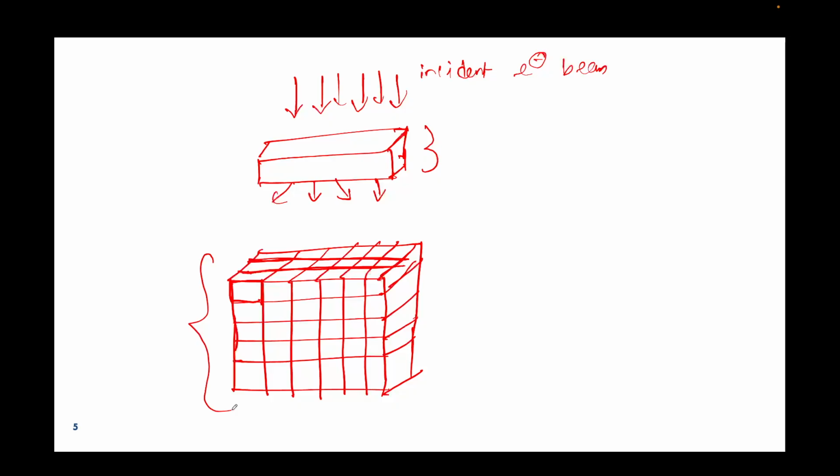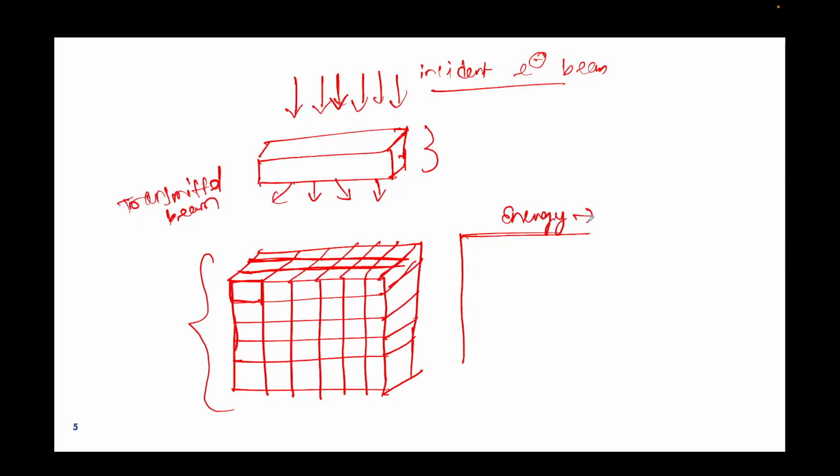That means my electron beam will interact with all of the specimen, all the atoms. In some cases, let's say this is the incident beam energy, what will be the transmitted beam energy? Let's say I am now considering the transmitted beam energy. If I want to plot the energy in this direction, so energy will be in this direction, right?